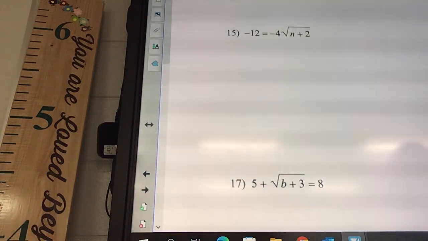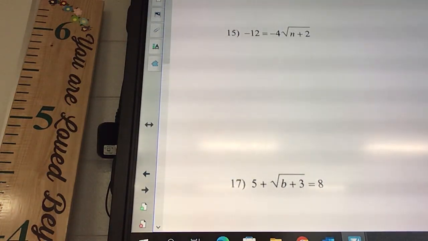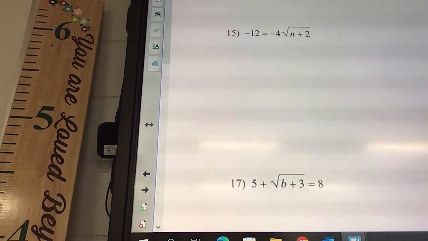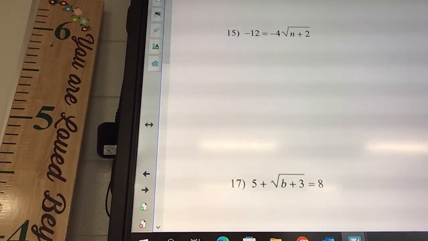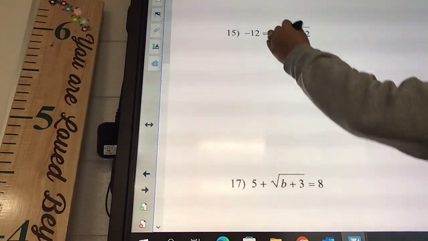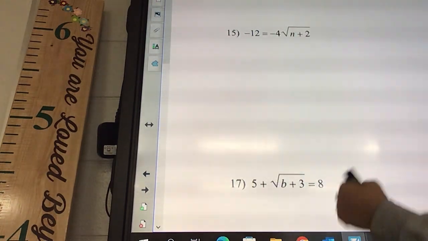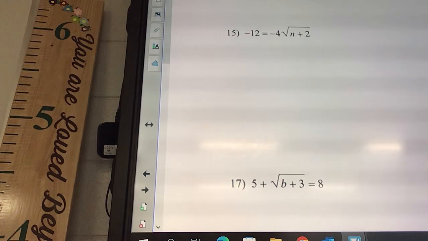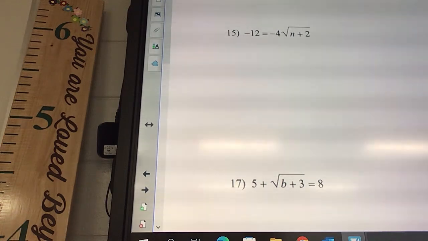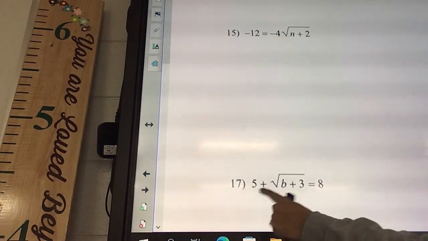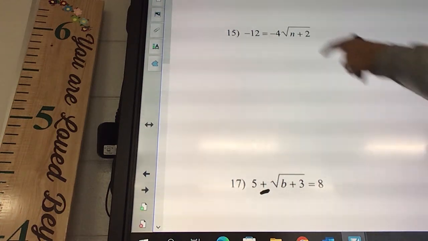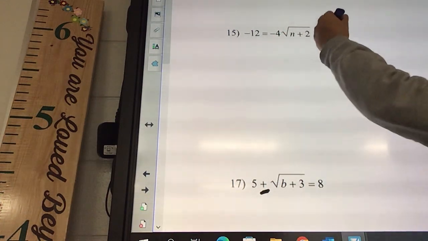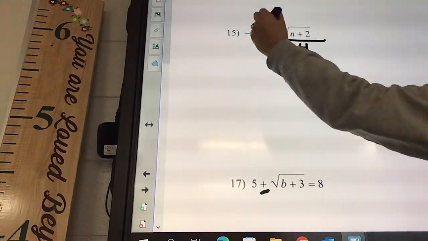Okay, 15. Divide by 4. Not plus 4, divide by. Yeah, okay, so see how it's right next to each other without a sign. Like the 18, it's got a plus in between. Same thing with the 17, that lets you know that it's not times. But if there's no sign in between, then that means it's 4 times that radical. So we're gonna divide by -4 on both sides.